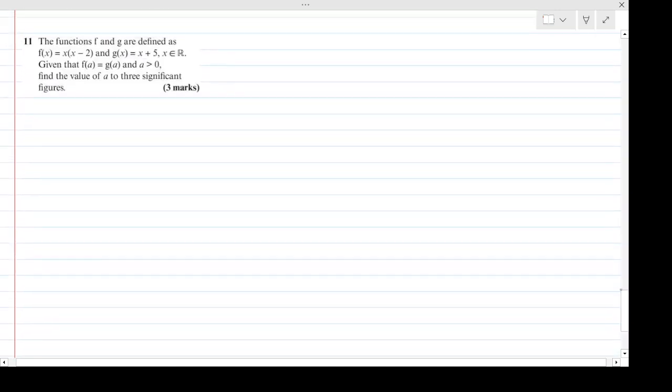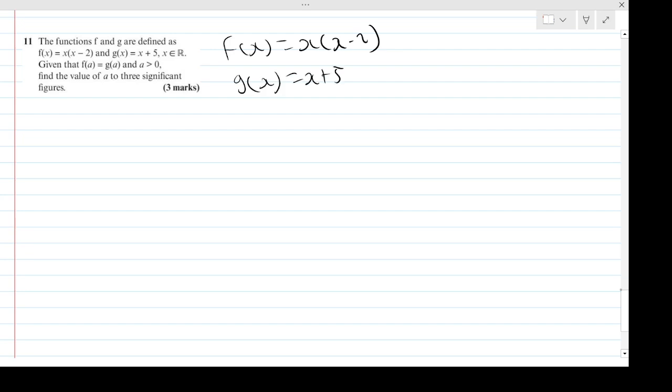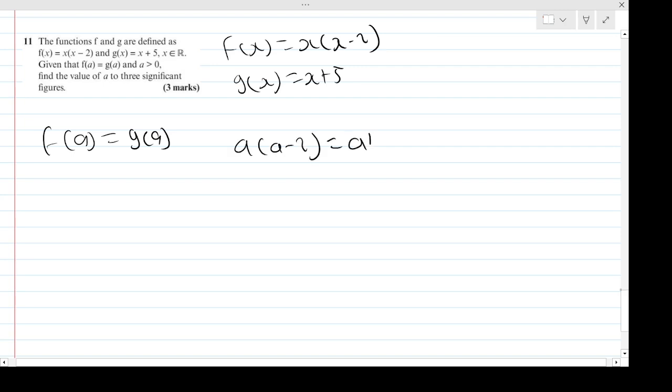A final question here. We are given two functions, f of x is x lots of x minus 2, and g of x is x plus 5. It's told us that f of a is equal to g of a, so when you plug a number a into both functions, they are equal to each other. So we plug a into both functions, and that says a lots of a minus 2 is equal to a plus 5. It's asking us to find the value of a, so we need to solve this to get a solution for a.